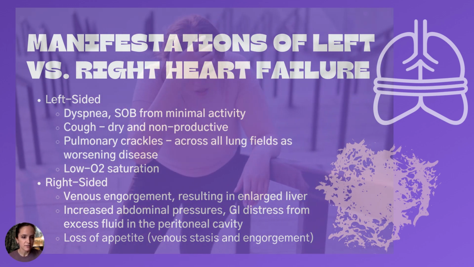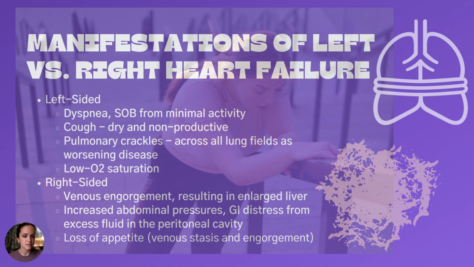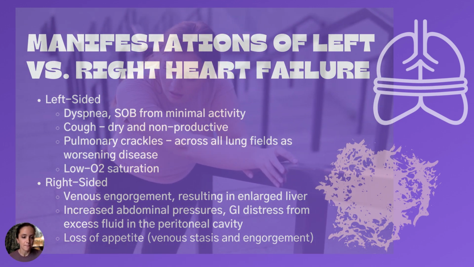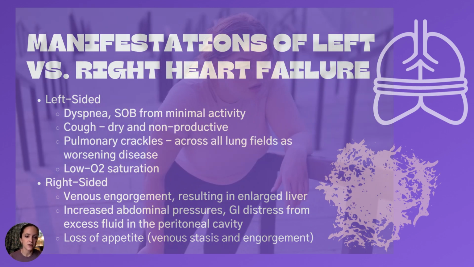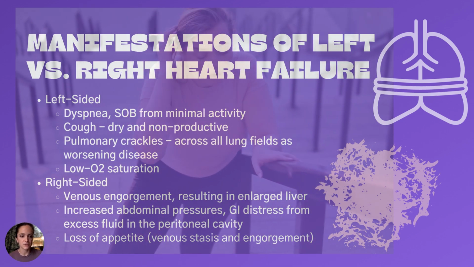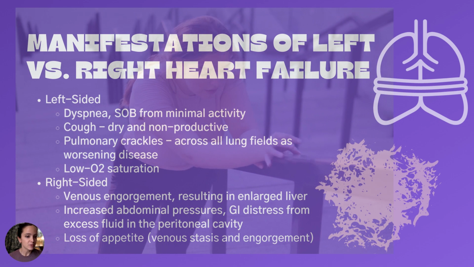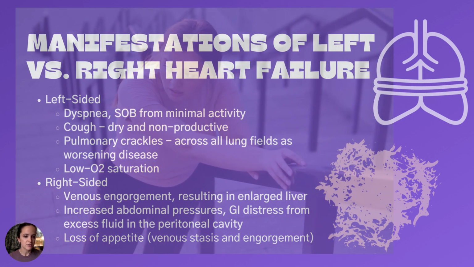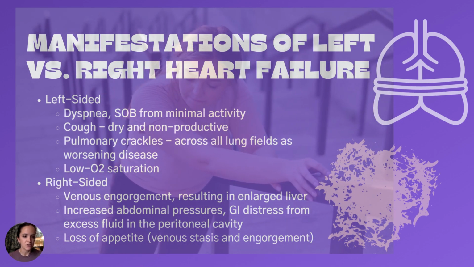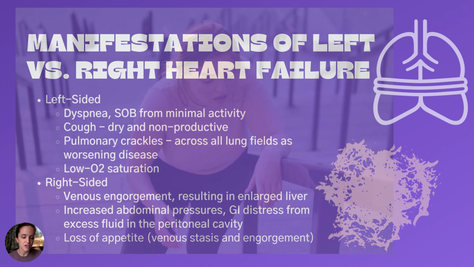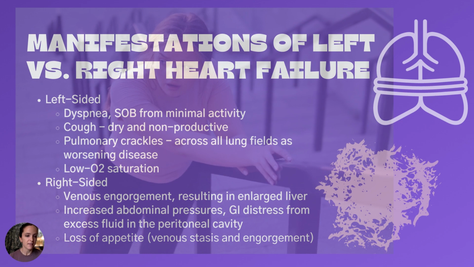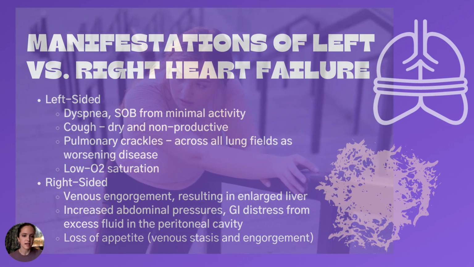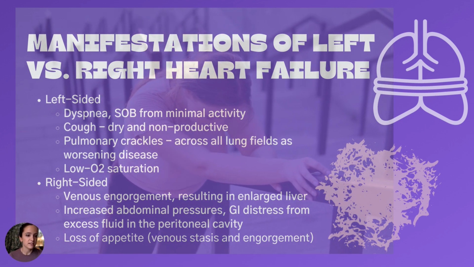Right-sided heart failure is usually caused from backup of systemic circulation. So this is going to cause engorgement, enlarged liver, high abdominal pressures, just increased volume within the body. GI distress due to fluid in the peritoneal cavity, and then this can also cause a decreased appetite due to venous stasis as well.